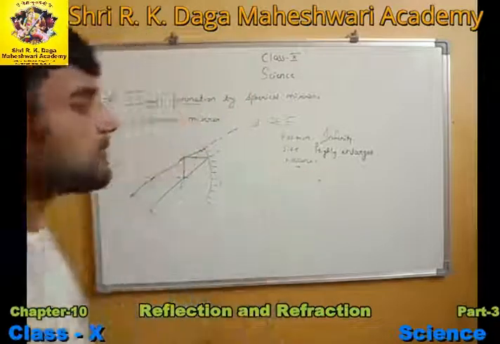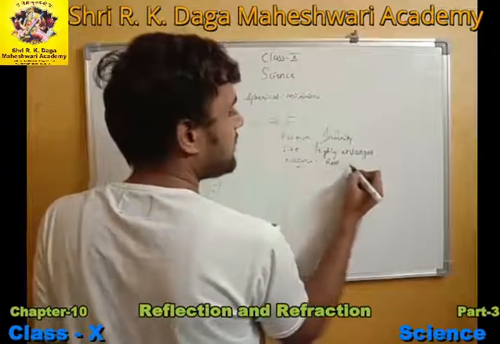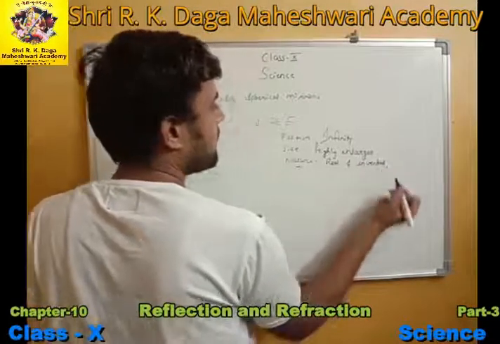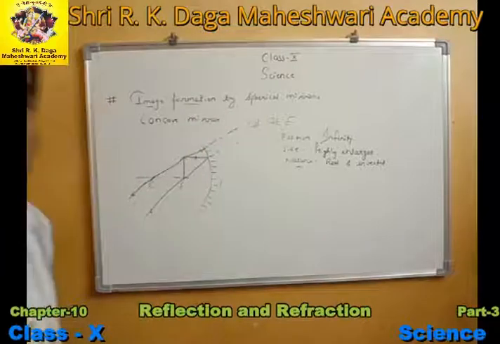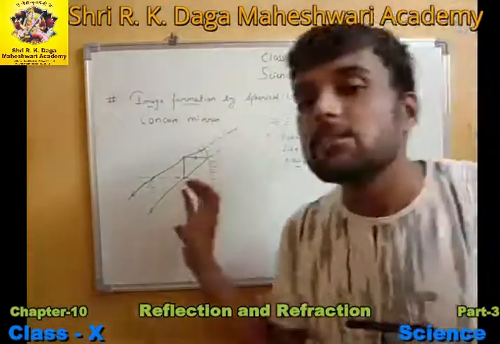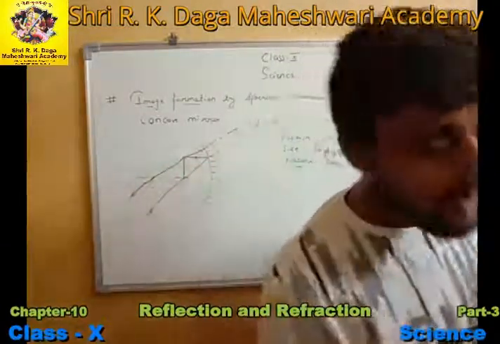What is the nature of the image formed? The image will be real and inverted. Okay, it is supposed to be that the image is real and inverted, because we assume that at infinity, at some point, these two rays will meet each other.